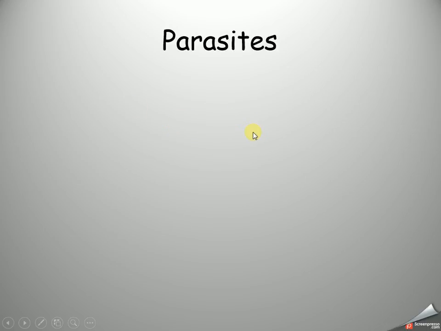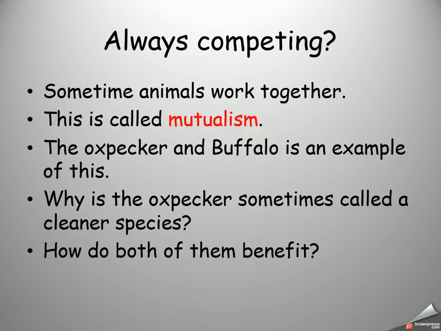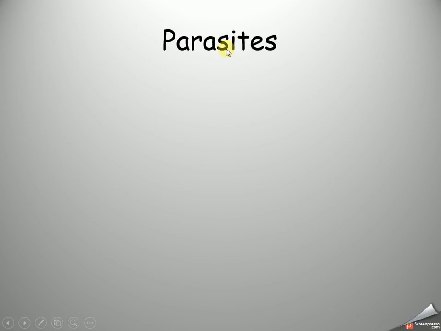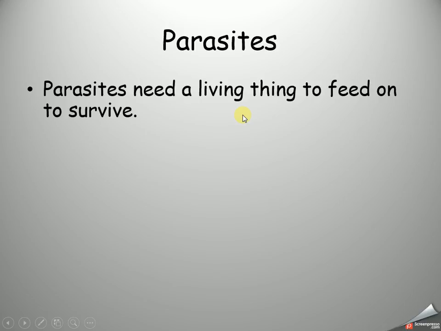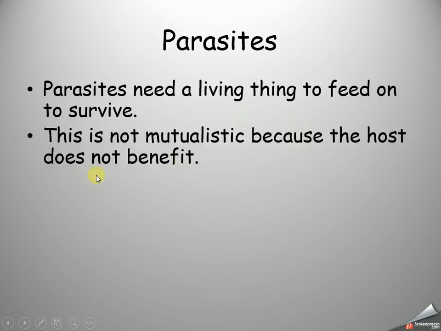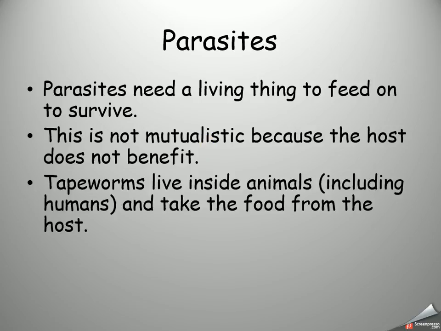Okay, parasites. So this example we've just looked at is how the oxpecker and the buffalo were helping each other out. But parasites, all the time, are the ones that just feed on another living organism to be able to survive. This isn't mutualistic because the host, which is the organism that it's feeding on, does not benefit. Okay, like tapeworms living inside animals.